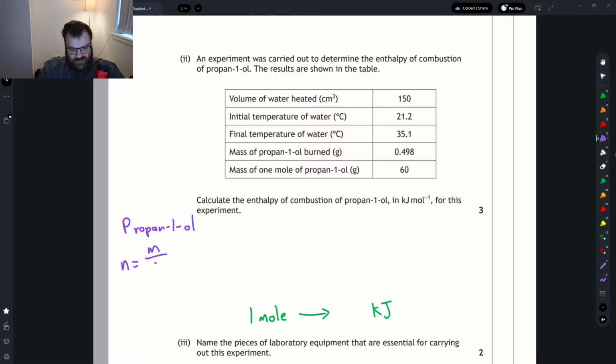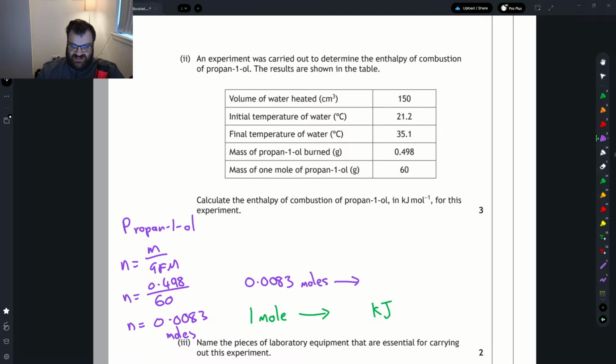n equals m over GFM. m equals 0.498 over 60 is 0.0083 moles. Okay, so that's how much chemical we've got. Now, the question doesn't tell us an energy released, but we do have Eh equals c m delta T. So Eh is the energy released.